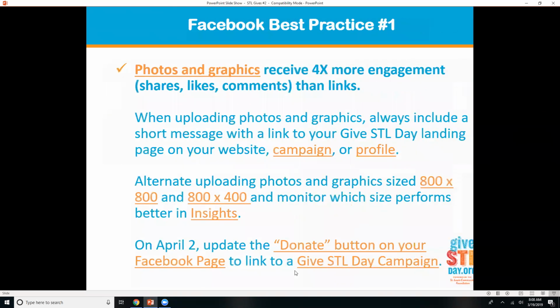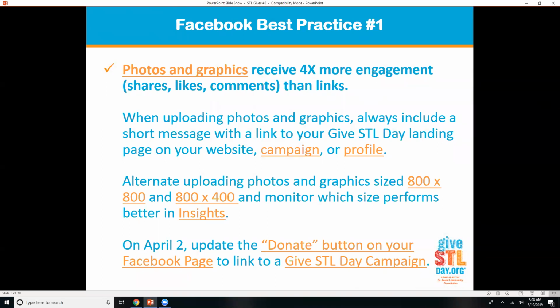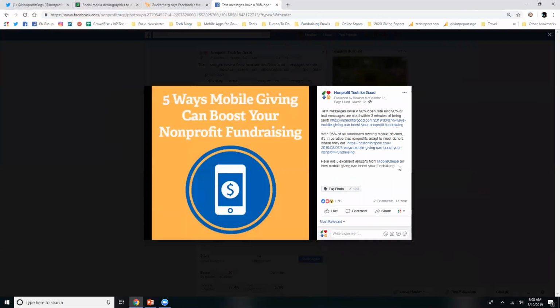What I'm going to be training on today are just the basics of where we're at in March 2019. So even still, photos and graphics. I don't talk a lot about video in this. Video also performs very well on Facebook, Twitter, LinkedIn, Instagram, but I'm going to primarily focus on photos and graphics. They receive 4 times more engagement, and what I mean by that are shares, likes, and comments, than links. So this is still pretty 101, but I want to make sure, because sometimes I'm surprised. I'll go into a training and a lot of folks just don't realize it.